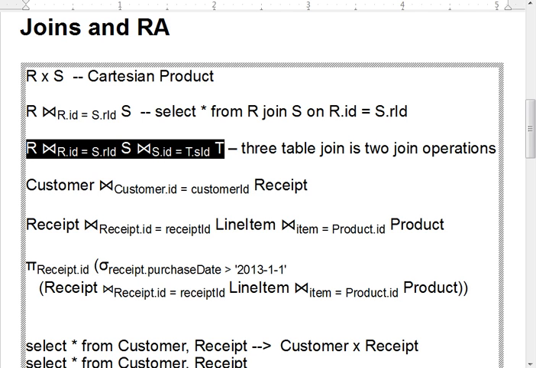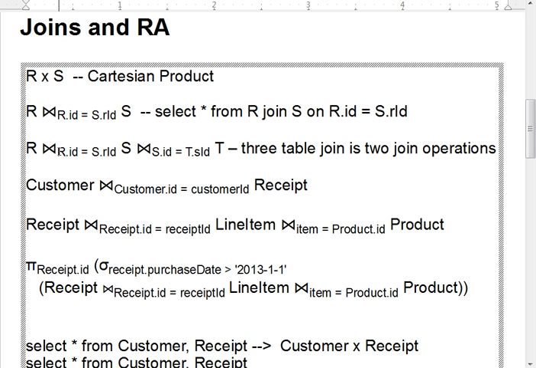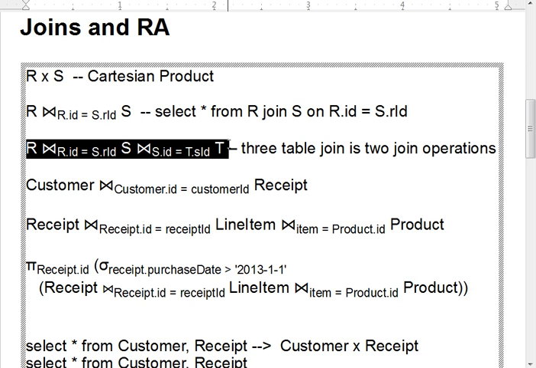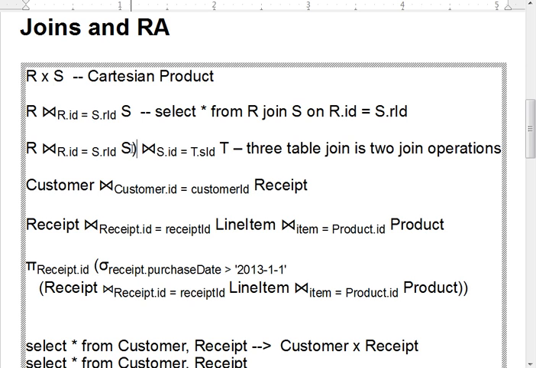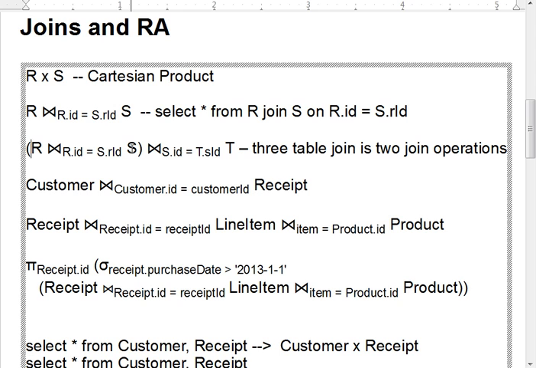A three-table theta join can be viewed as a two-table theta join whose result, so start with a two-table one there, is in turn joined with a third table. So the multi-table join is represented as a series of bow tie or join operations. Join operators associate left to right, just like multiplication operators do in arithmetical algebra. So the implied parentheses here are like that.